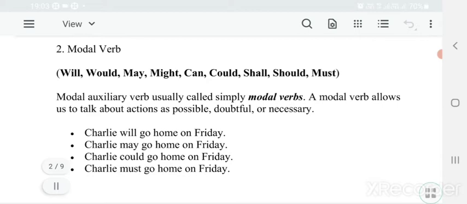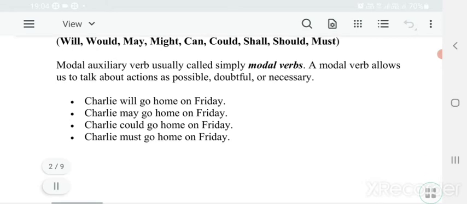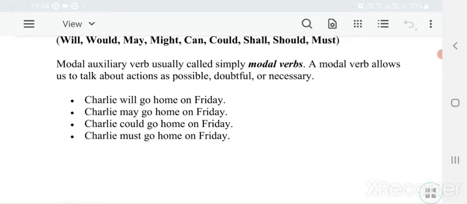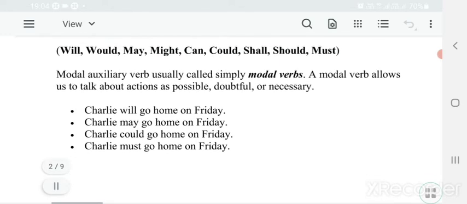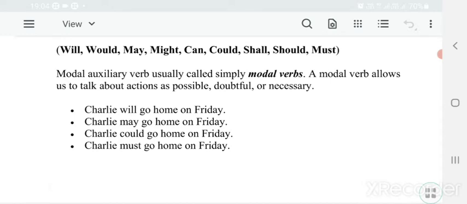And modal verbs, as I have told you, some important modal verbs are will, and the past tense of will is would. The same is may and might, can, could, shall, should, and must. So usually these different kinds of modal verbs are used for different kinds of work. For example, a modal verb allows us to talk about action as possible, doubtful, or necessary. For example, when there is a possibility, we will say may. When there is some doubt, we will say can.